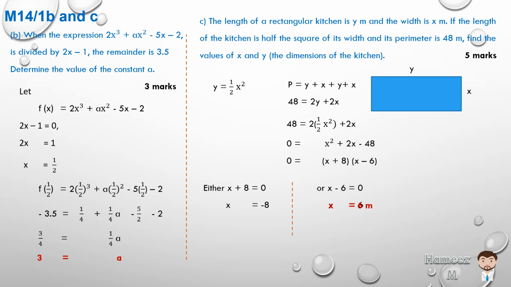And if we know x is equal to 6, we can solve for y. In either of the equations, we can substitute. So y is equal to half x squared. So y is equal to half by 6 squared. 6 squared is 36. Half of 36 is 18 meters. So x is equal to 6 meters and y is equal to 18 meters.